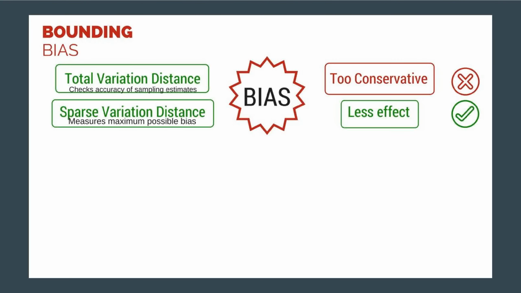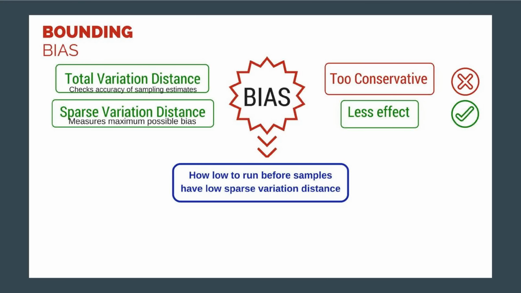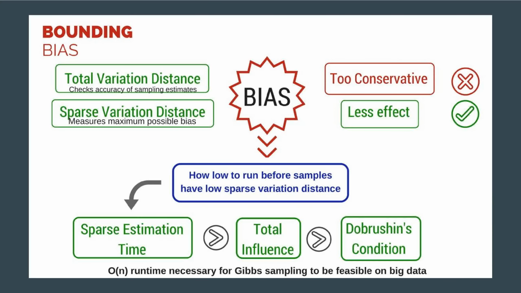Total variation distance is too conservative as it depends on the difference over all the events in the sampling space, so the authors introduce sparse variation distance, which is least affected by asynchronous execution. This raised the question about the time required for running before the samples had low sparse variation distance from the target distribution. The authors define the same as sparse estimation time, which is bound within the context of a coupling argument using a parameter called the total influence.